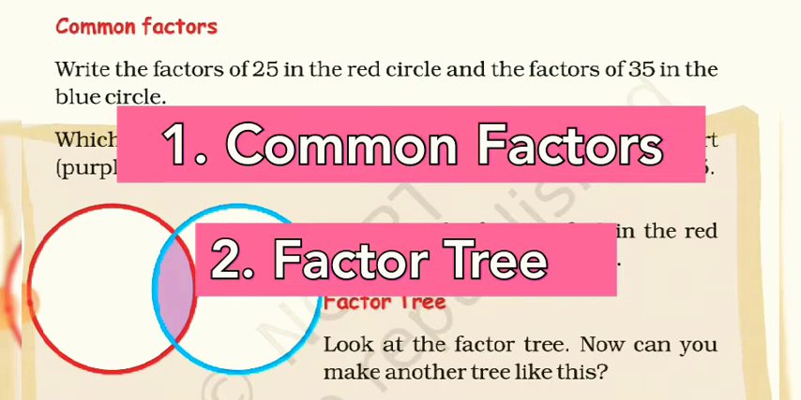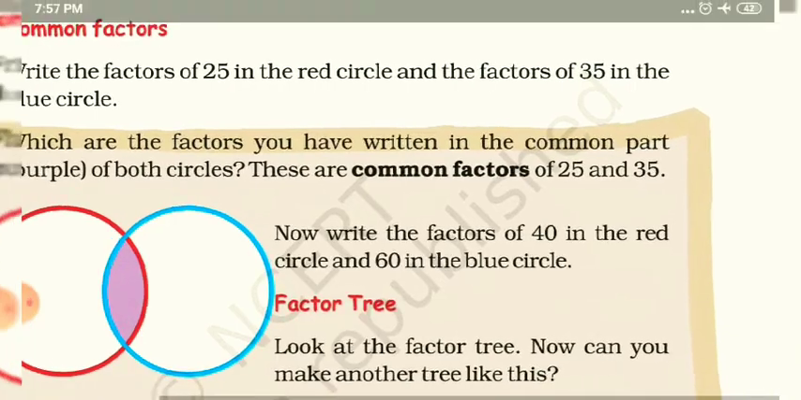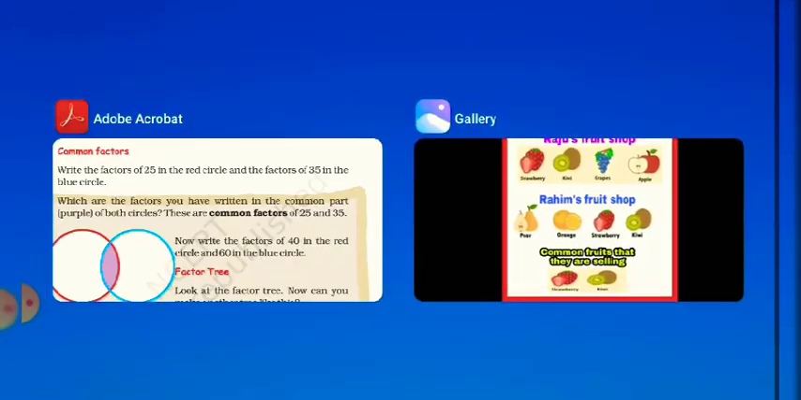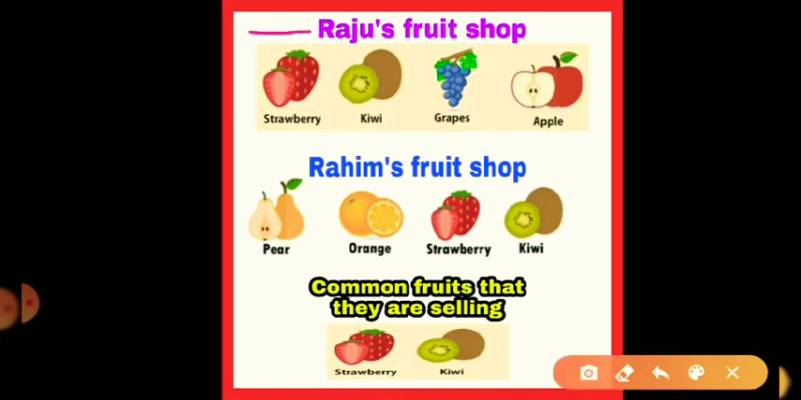Can you tell me what is the meaning of common factors, or what do you know about common factors? Let's understand the words common factor through a very interesting example. Here we have two fruit sellers. First is Raju and second is Rahim. In Raju's fruit shop there are many different types of fruits like strawberry, kiwi, grapes and apples. Similarly Rahim has also many different types of fruits like pear, orange, strawberry and kiwi.